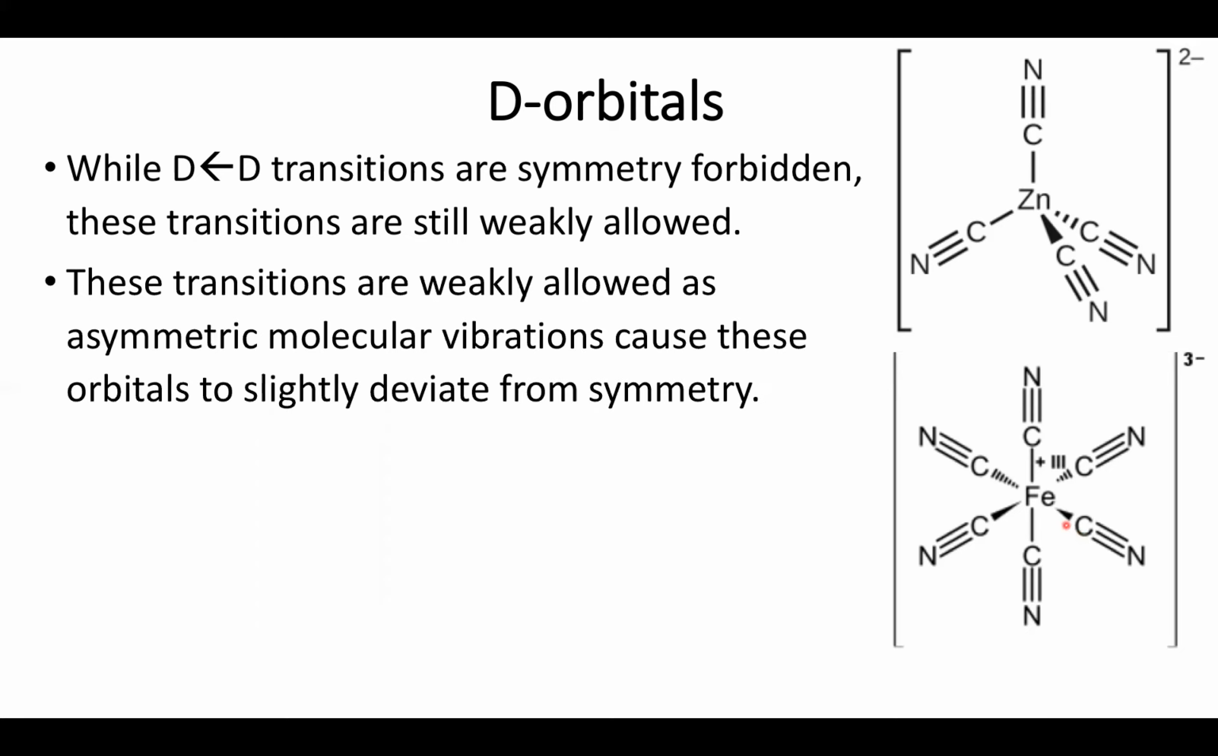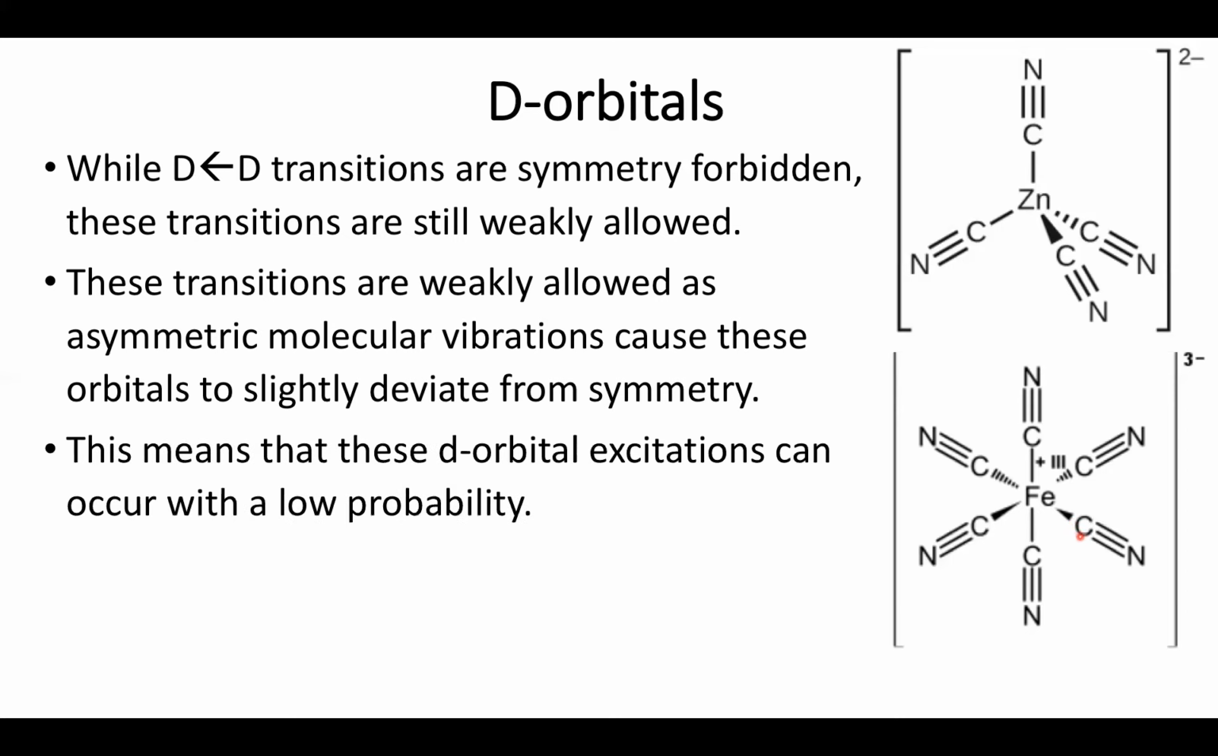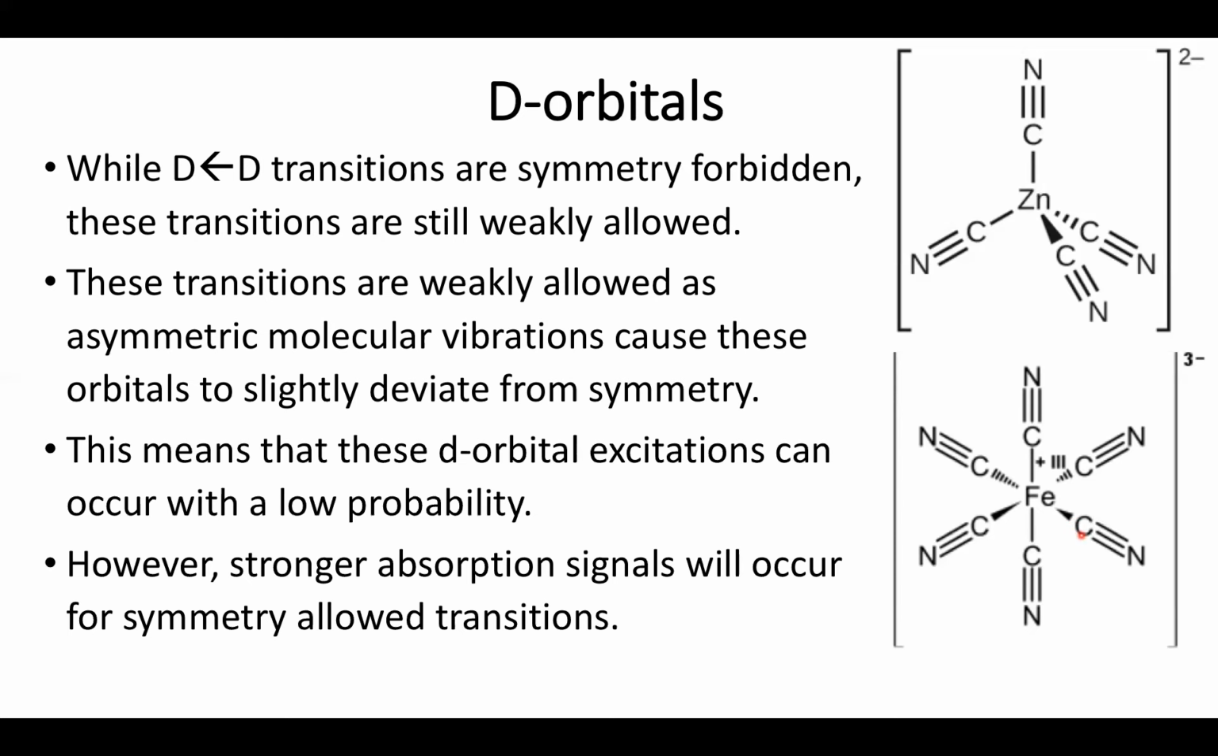And these slight deviations from symmetry allow the orbitals to deviate just enough that we might see some excitation at certain points along the vibrational trajectory. And this is the reason why these transitions can occur, but they're always going to occur at low intensities, because they're only going to occur while the molecule is vibrating and at only certain points during the vibration. So in general, all these d orbital excitations tend to occur with fairly low probability. However, there are certain mechanisms that do allow orbital excitations to occur with a much higher probability.